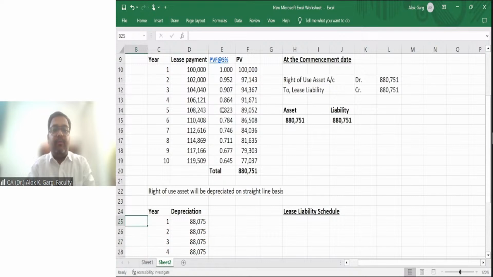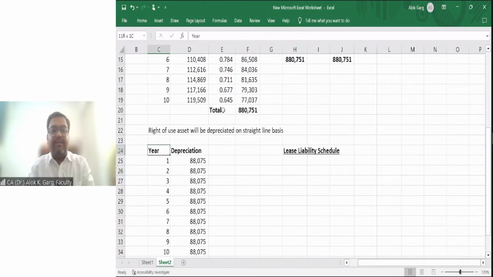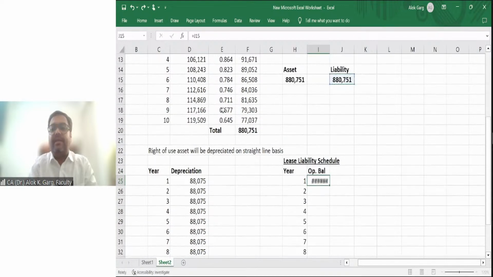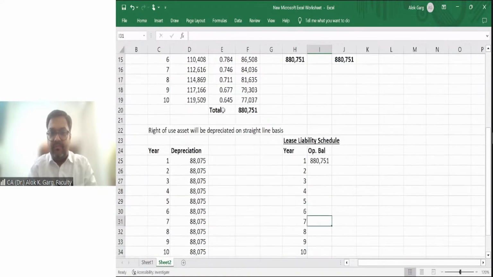So again, I am putting this 10 years and I'm drawing a lease liability schedule for the entire 10 years. Year. Opening balance. What is my opening balance of lease liability on the commencement date? 880751. Interest cost. Then lease payment.